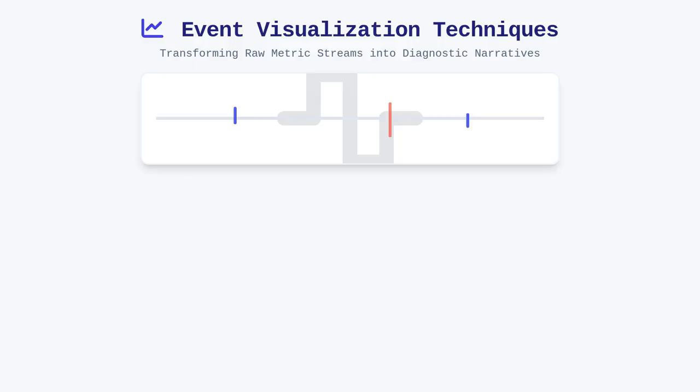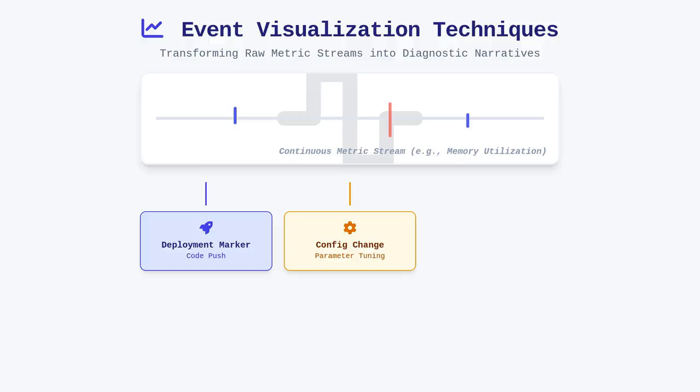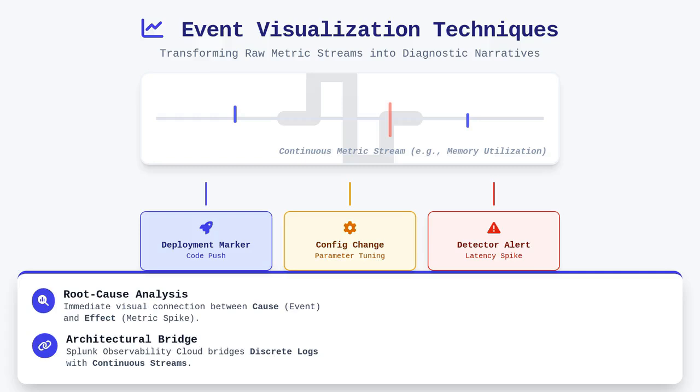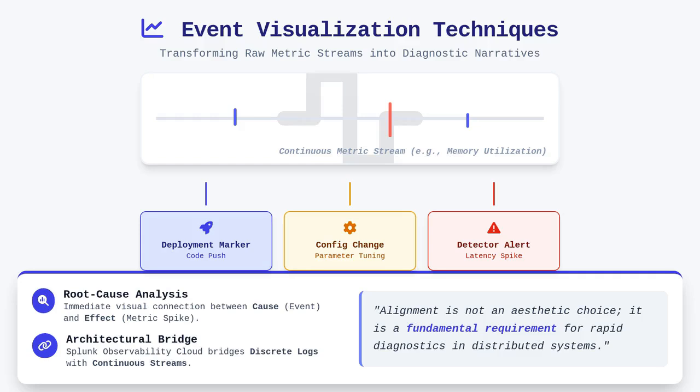We will examine how a standard metric line, such as memory utilization, gains immediate diagnostic value when it is visually aligned with a deployment event. This alignment is not merely an aesthetic choice, but a fundamental requirement for rapid root cause analysis in distributed systems. When you can see the precise timestamp of a code push against a sudden spike in latency or resource consumption, the connection between cause and effect becomes undeniable. We will discuss the underlying architecture of these overlays, ensuring you understand how Splunk Observability Cloud bridges the gap between discrete event logs and continuous metric streams.